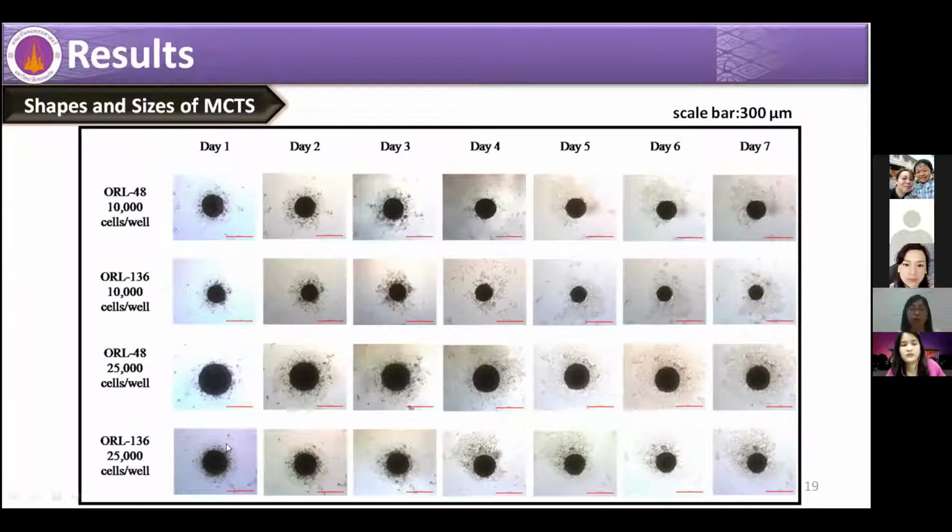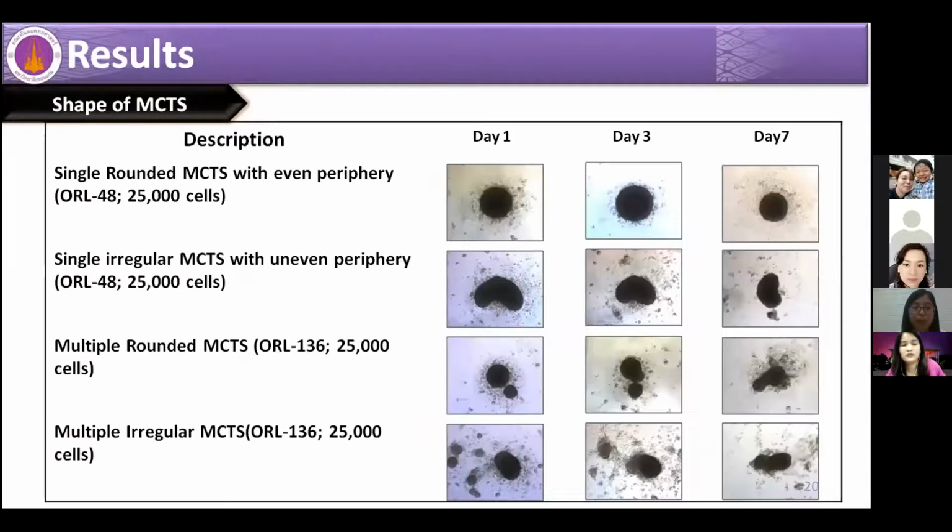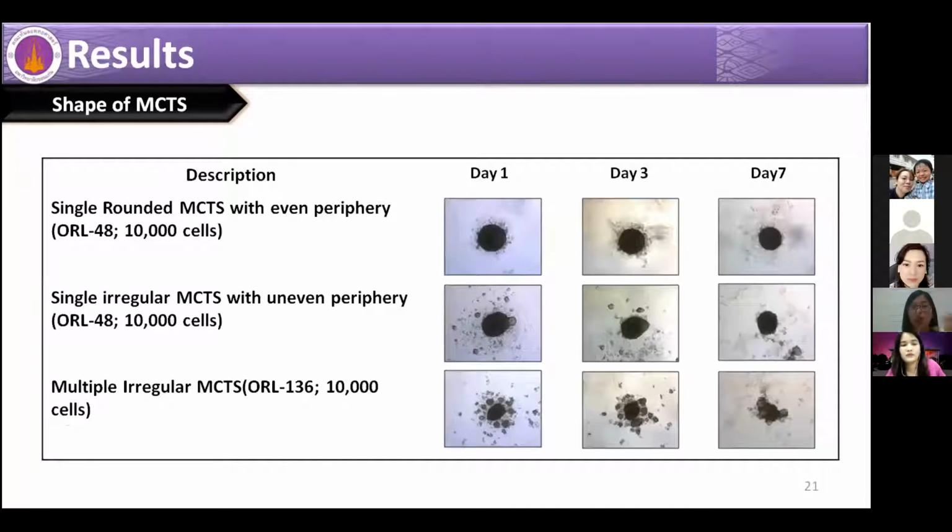If you look generally from day 1 to day 7, you can see that the diameter does not increase. It is either diminishing or remaining constant. Not only did we have very good rounded MCTS, but we also had very few wells with irregular shape like this. The third and fourth rows show multiple spheroids, which later fuse together to become a single spheroid, and this is for 25,000 cells. For 10,000 cells, we observe similar features, with an irregular spheroid in the second row and multiple spheroids in the third row.